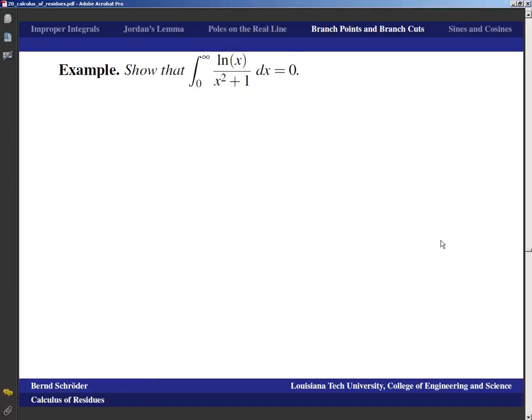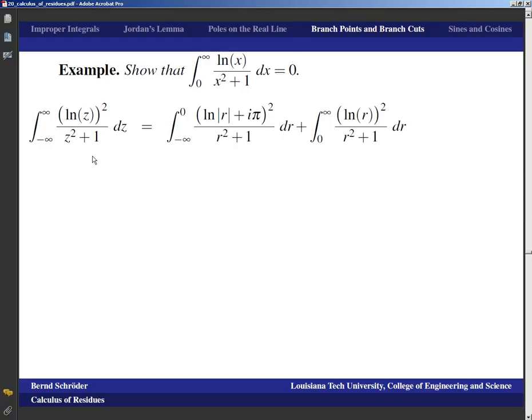We want to show that the integral from 0 to infinity of ln x over x squared plus 1 dx is equal to 0. And, well, that one we actually can't tackle directly, but what we can tackle is the integral from negative infinity to infinity of the logarithm of z squared divided by z squared plus 1, where we want this to be a branch of the logarithm function.